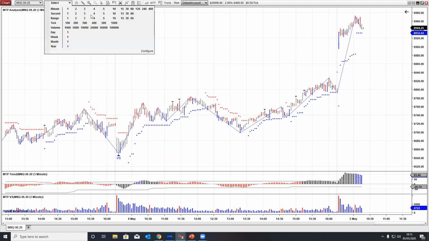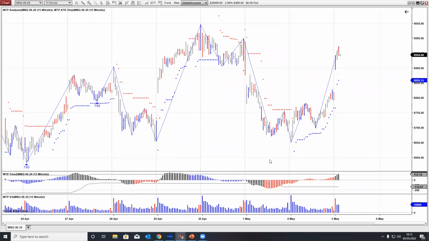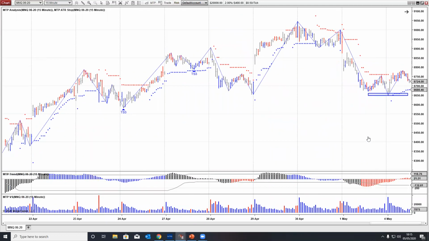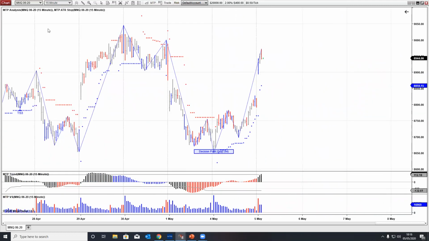So on a 3-minute chart, you'd go out to the 15-minute for your higher time frame to start with. There was the last pivot low there, right mouse click, decision point. So that would have been on the chart there before yesterday even opened. Do you see that? Before the market even opened, this would be an area of potential support.